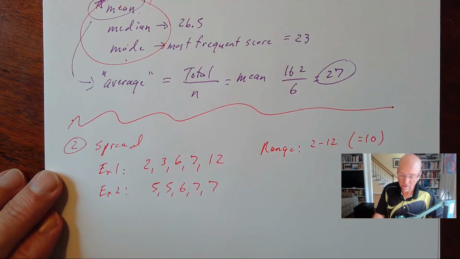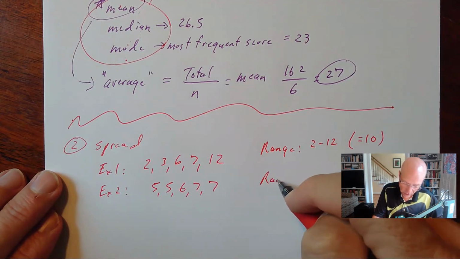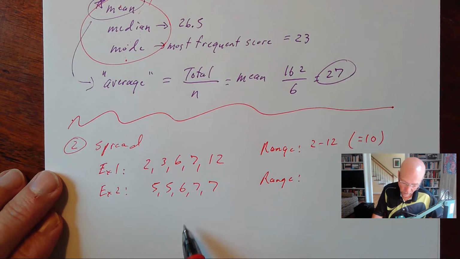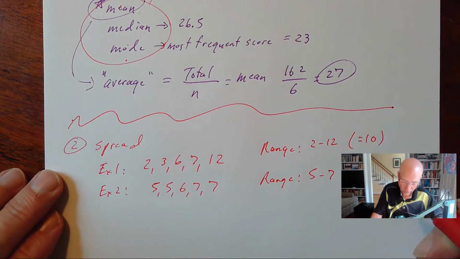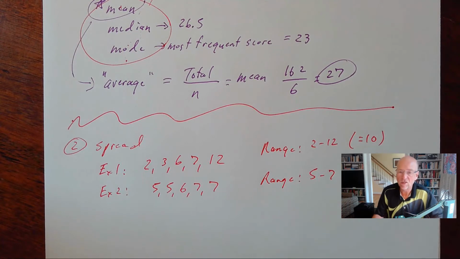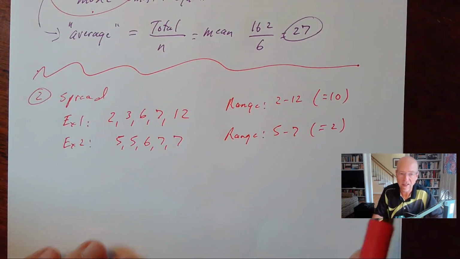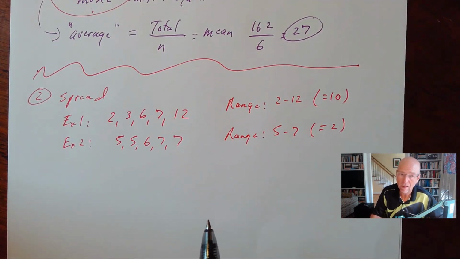It also has 5 scores in it. The range is from 5 to 7, so the range is much less. It's only 2. The thing that's interesting about these two data sets is that the mean, the measure of central tendency, also the median in this case, is exactly the same.